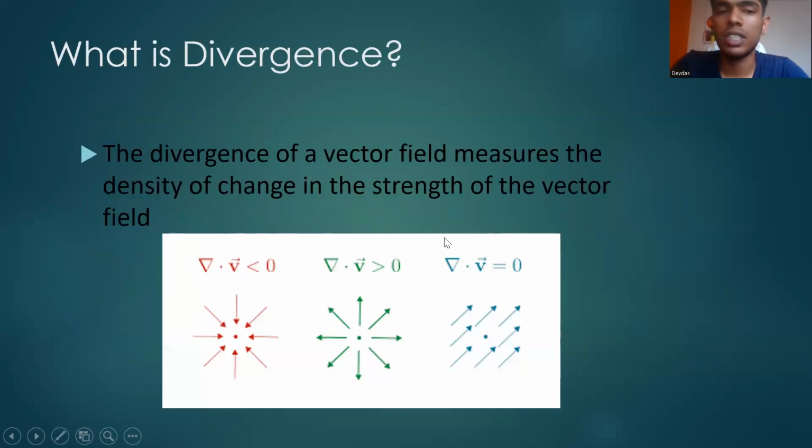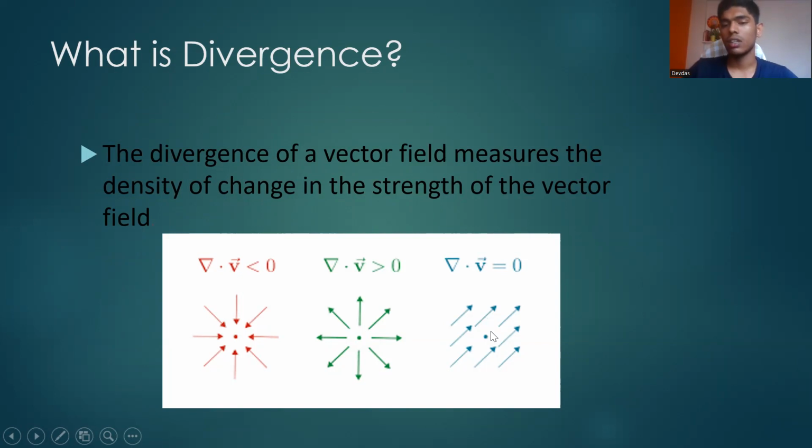First of all, what is divergence? The divergence of a vector field measures the density of change in the strength of the vector field. So the field lines diverging, in simple terms, that's what we say as divergence. In this diagram, this is not divergent basically. This is convergent. So convergence is the opposite of divergence. Therefore, convergence is represented as less than zero. Here, the field lines are diverging from this specific charge point. So this is greater than zero.